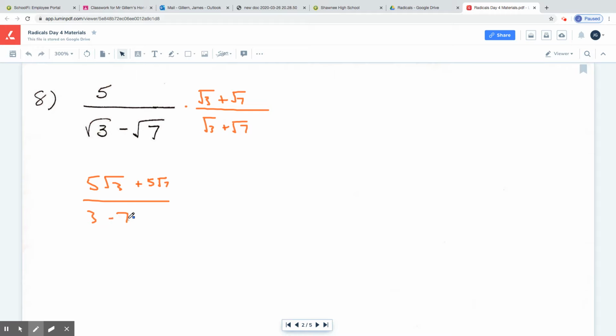All right, remember, the reason the middle terms cancel out, because if I did root 3 times root 7, that is positive root 21. Then I did negative root 7 times positive root 3 would be negative root 21. They would always cancel out. All right, so I get 5 root 3 plus 5 root 7, all of that over a negative 4. Good. All right.